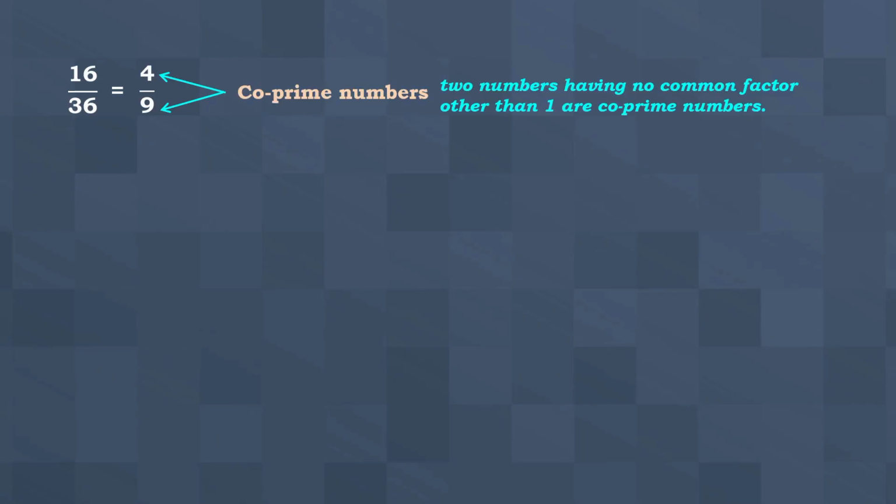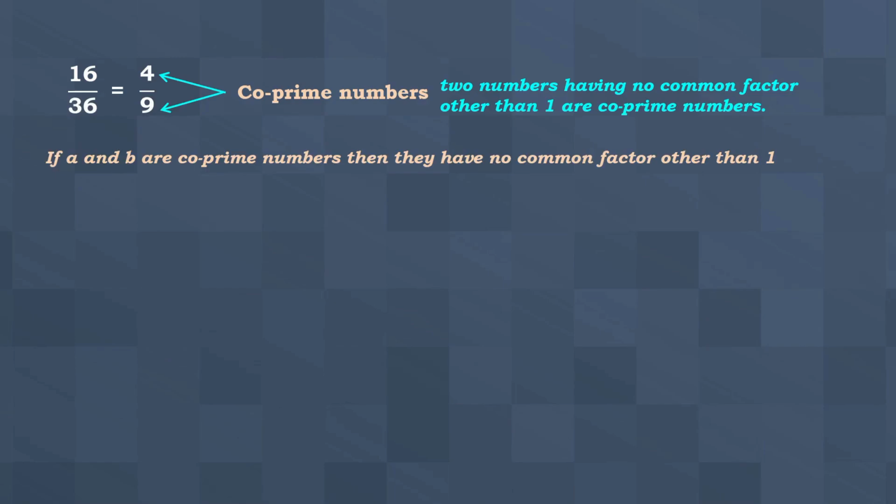First, let us understand the idea of co-prime numbers. Two numbers are called co-prime numbers if they have no common factor other than 1. This means that the only number which can divide both of them exactly is 1. For example, when the fraction 16 by 36 is simplified, it becomes 4 by 9. The numbers 4 and 9 do not have any common factor except 1. So, 4 and 9 are co-prime numbers.